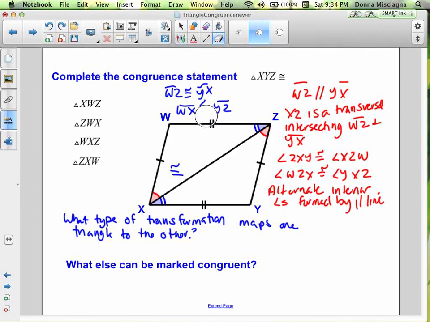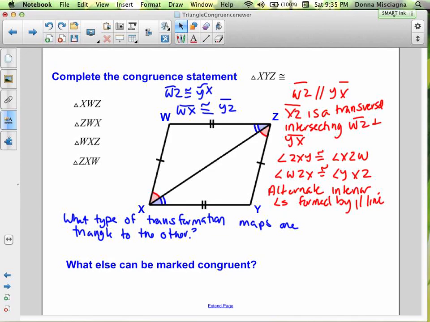But there are some other things that we know to be true, even though it's not written and we weren't given symbols. Just from the information we're given, we know other things. We also know that WZ has to be parallel to YX. It has nothing to do with the fact that they're congruent. Notice that XZ is a transversal. It intersects those two lines, WZ and YX.